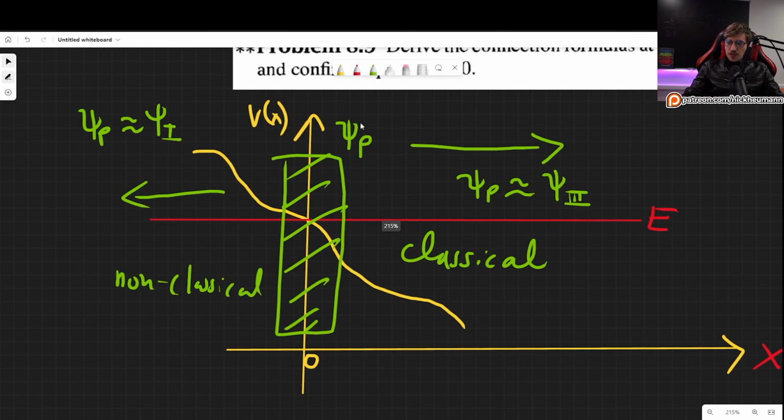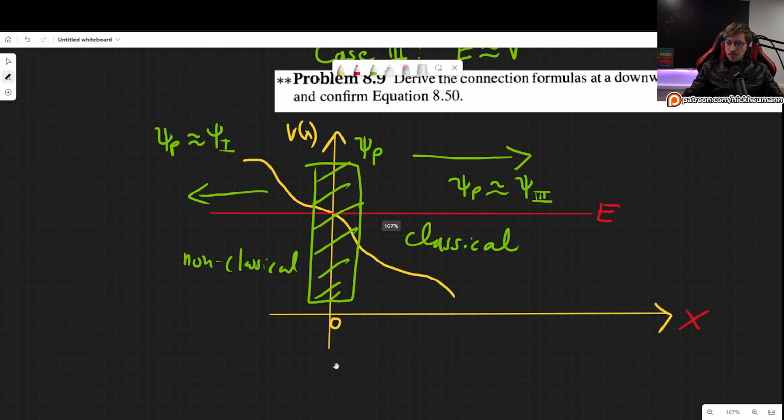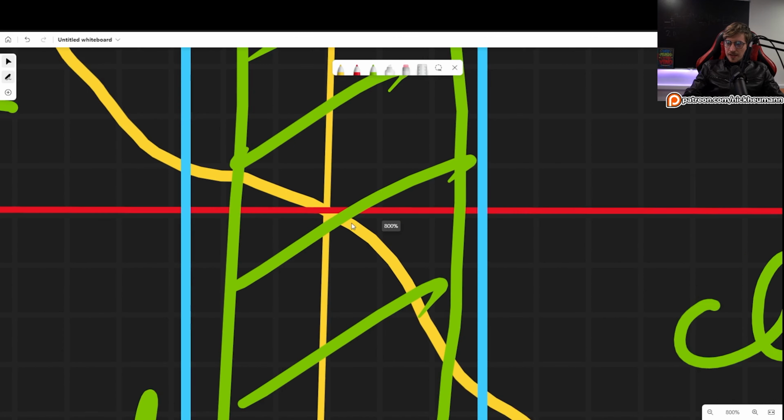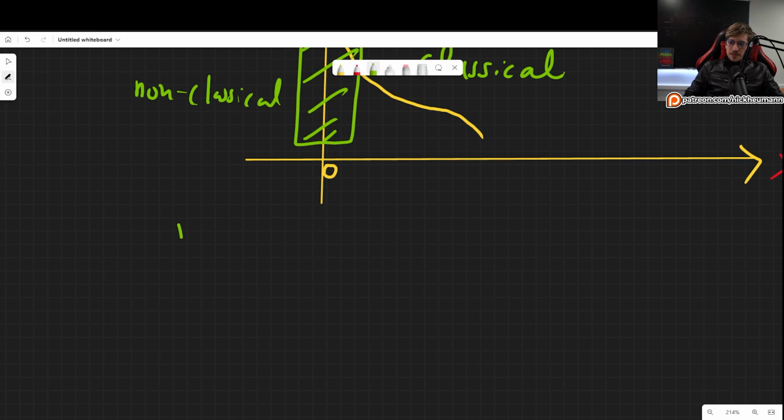So how do we find this wave function? It will be basically the same as before with some minor differences. First of all, let's approximate our potential. Since we can zoom in, if we zoom in enough, whatever this potential is, it's going to look like a straight line. So we can approximate our potential as long as we are sufficiently close to this turning point.